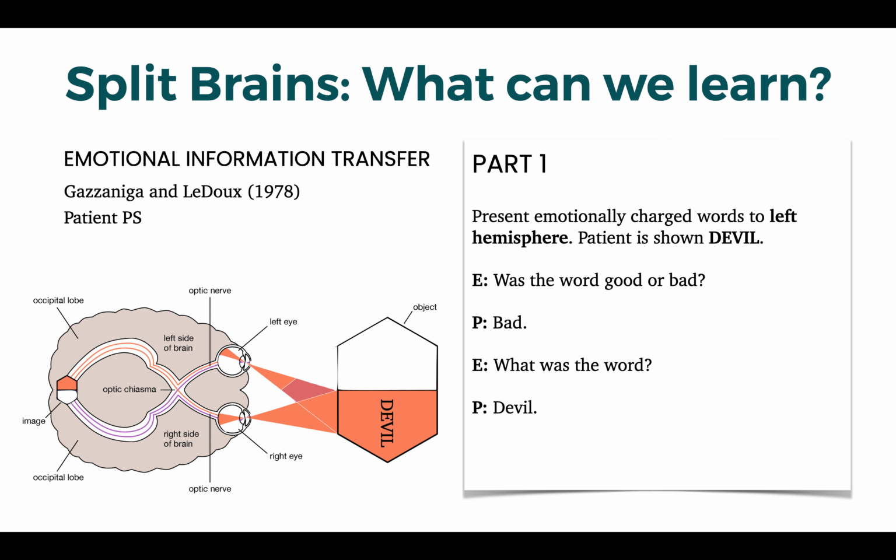So we have right visual field information going to the left side of the brain. This is where the language is. She's able to make the label for the word, and she's able to process some deeper semantic meaning of the word, right? Whether or not it's valenced as good or bad.